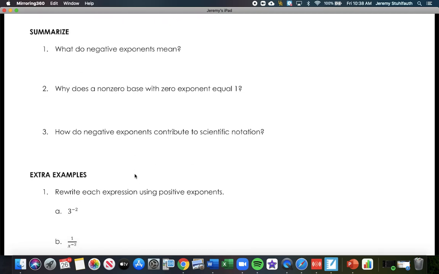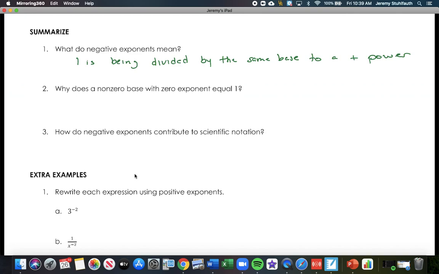Now, if we look at these three summary questions, what do negative exponents mean? That means that 1 is being divided by the same base to a positive power, so the result may be quite small. All right, 1 is being divided by the same base to a positive power or exponent.